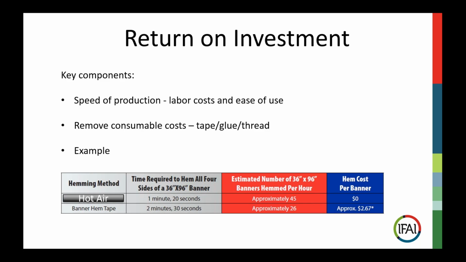Standard size banner, you can see the difference in the speed of production. So you're going almost twice as fast, but in addition to increasing your speed, you're also reducing the cost of a consumable. In this instance, a tape. So you're saving almost $3 for every single one piece of banner you put out and hem with hot air.